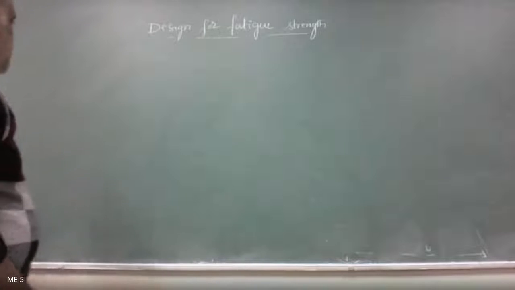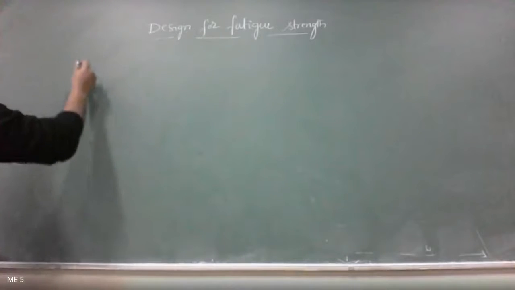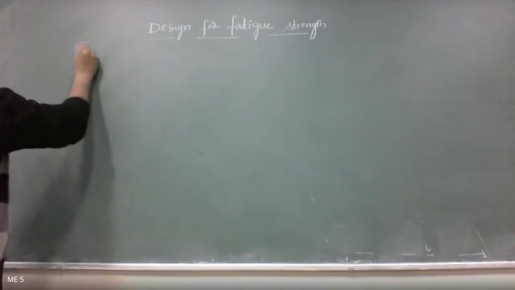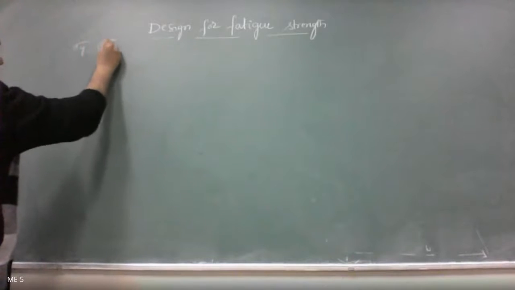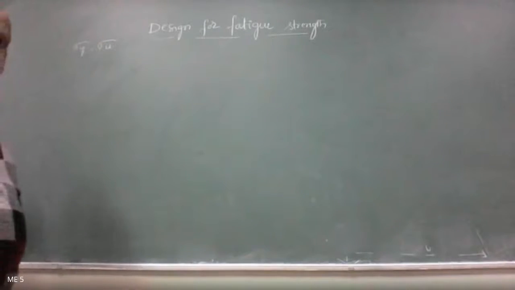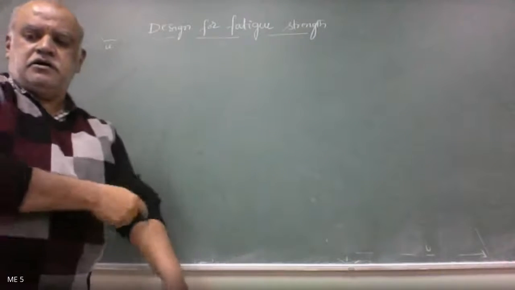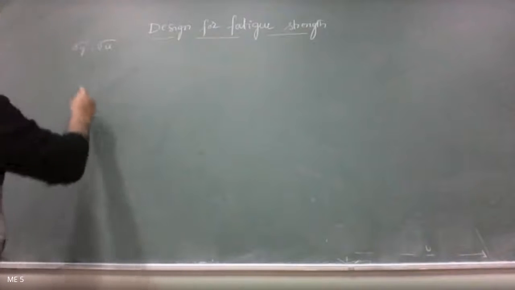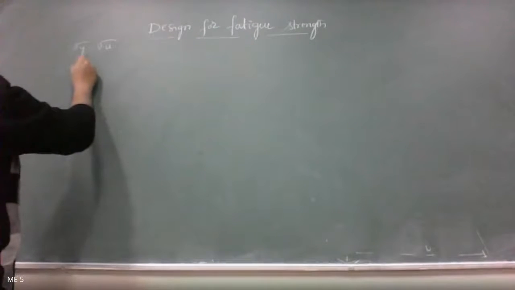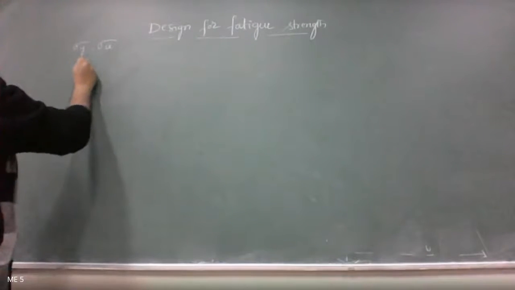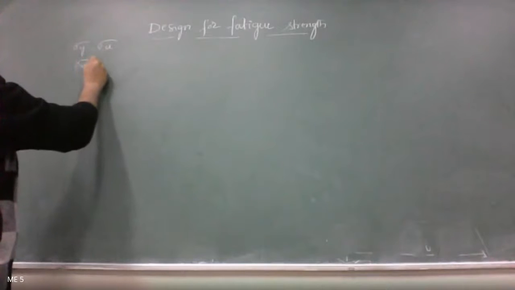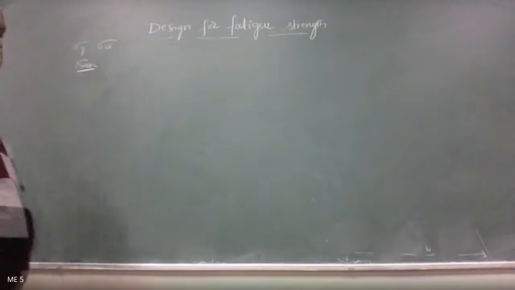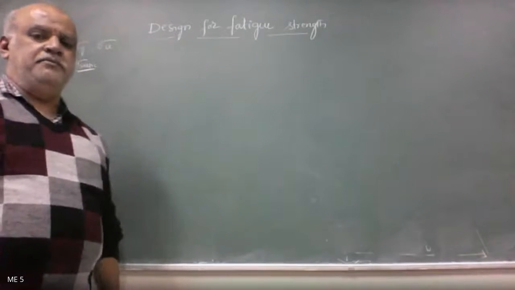Module 2. So far, by using sigma y or sigma ultimate and a factor of safety, we used to get the stress safely for a static stress. What we used to get is sigma static, so it was safe and reliable. So far we have been using that.